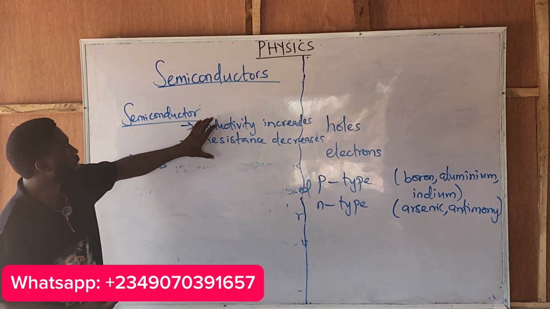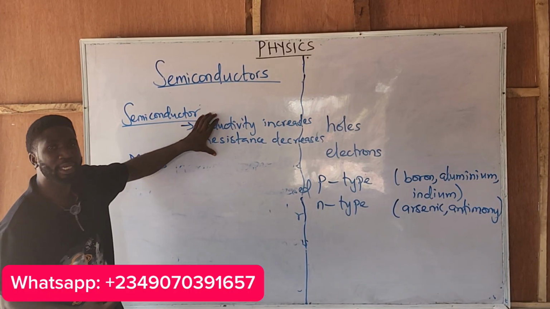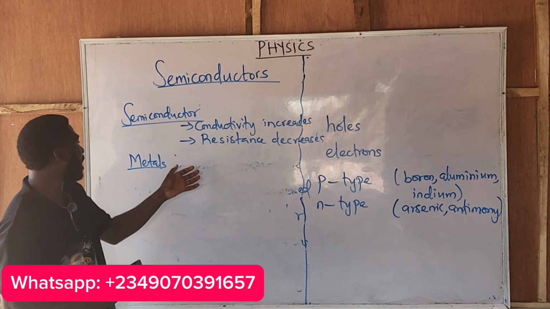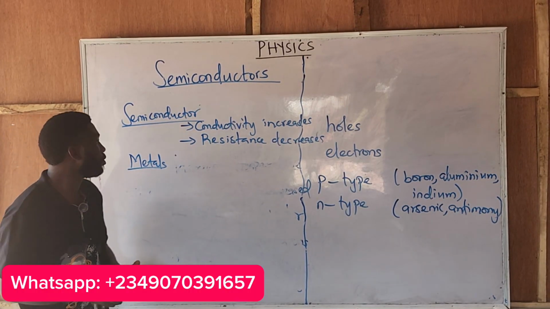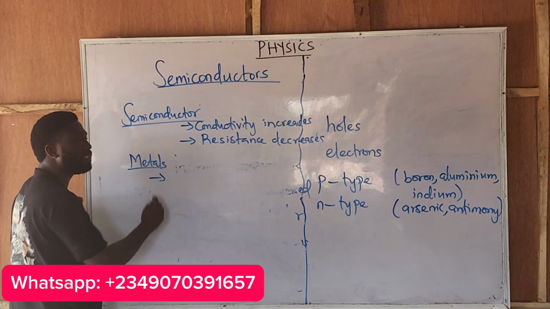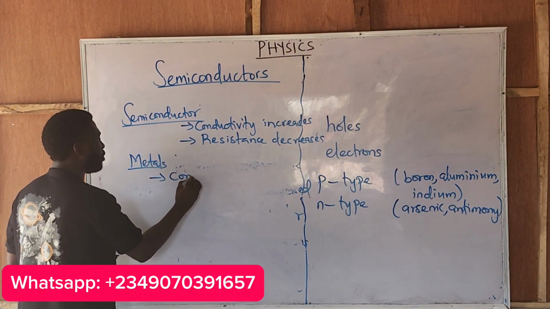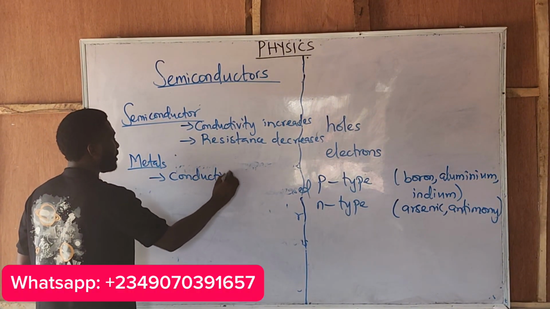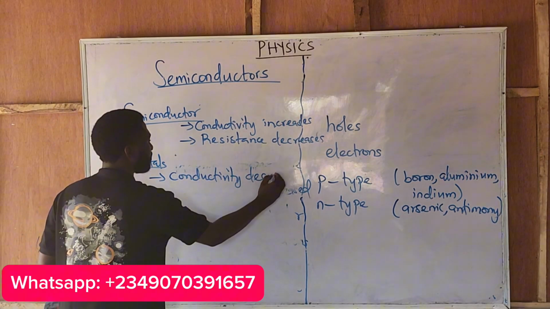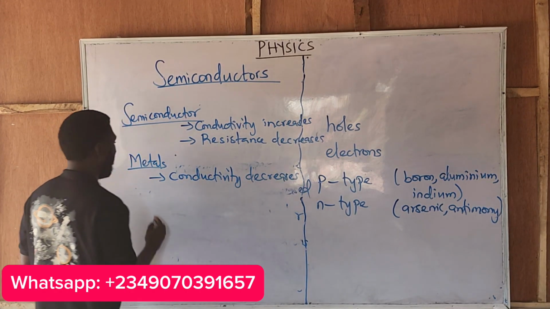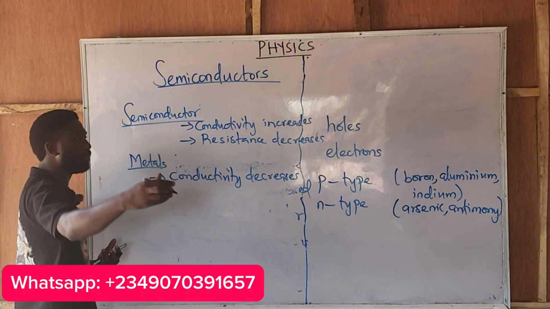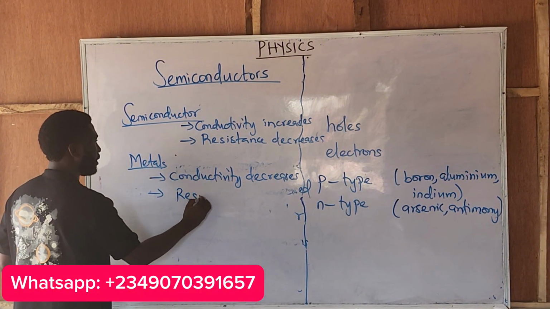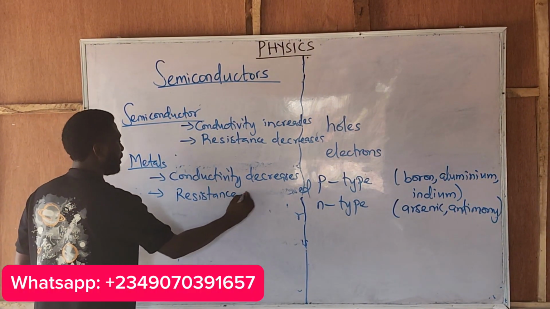The opposite of what we have for semiconductors is what happens for metals. For metals, if we increase the temperature, the conductivity decreases. And if we increase the temperature, the resistance gets increased.